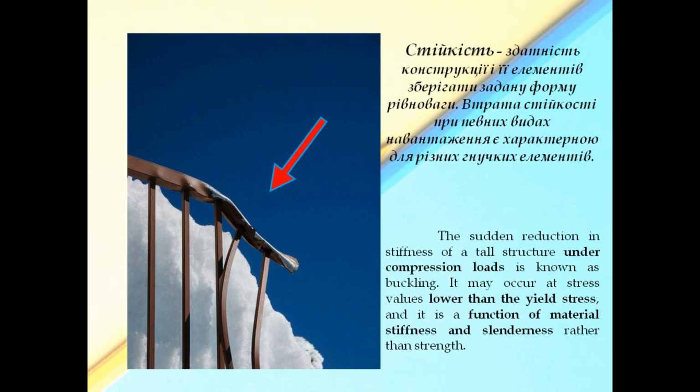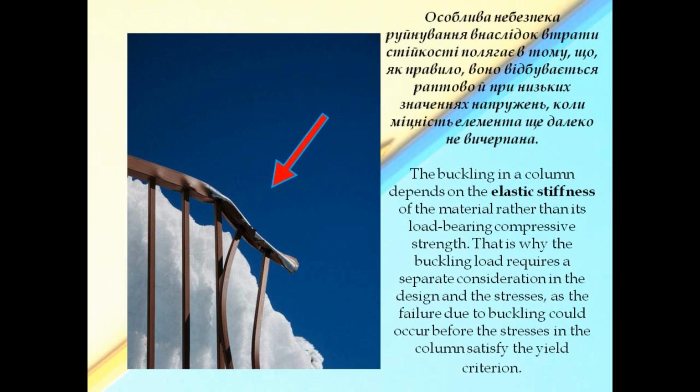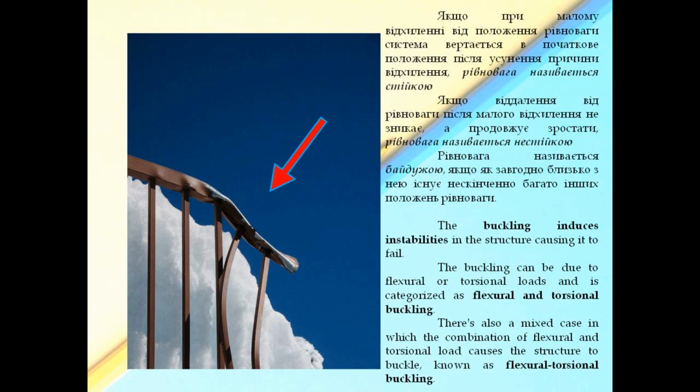The buckling in a column depends on the elastic stiffness of the material rather than its load-bearing compressive strength. That's why the buckling load requires a separate consideration in the design and the stresses, as the failure due to buckling could occur before the stresses in the column satisfy the yield criterion. The buckling induces instabilities in the structure, causing it to fail.